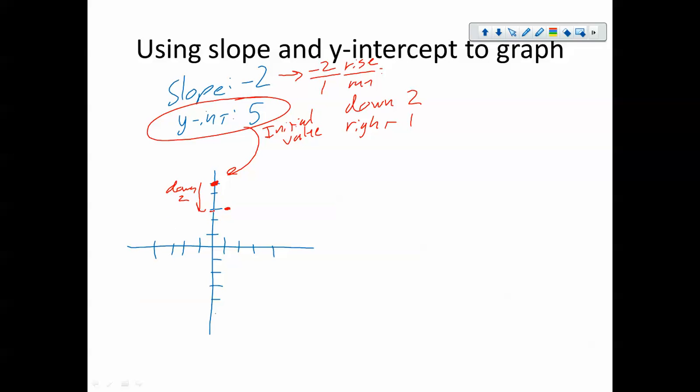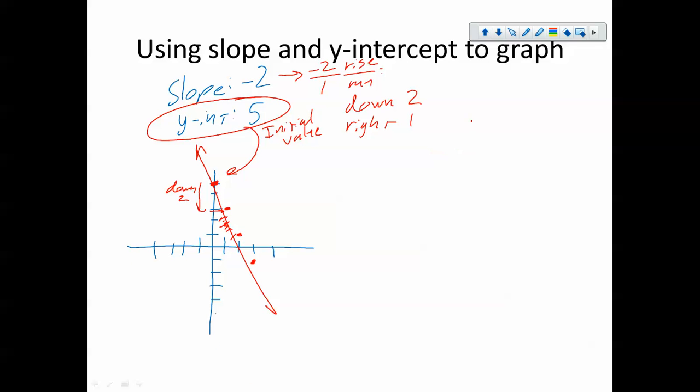and there's my right 1. And I'm going to do it again. Going down 2, right 1. And that's my graph. I don't have to do anything else. I don't have to make a table, right? If we have this pattern of y-intercept and slope, we cross at 5, we go down 2, right 1, down 2, right 1. I have everything that I need.